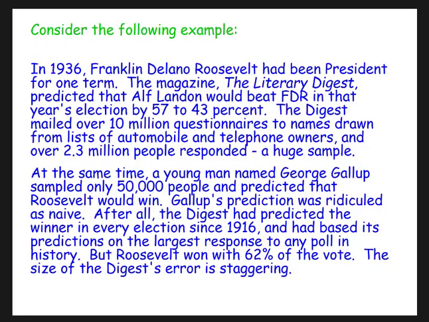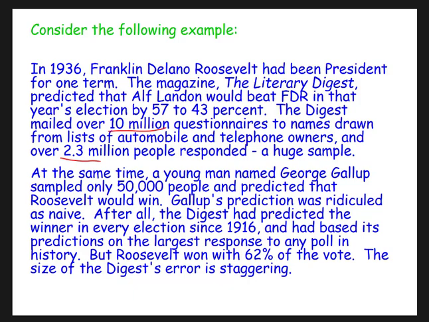So let's consider this following example here. In 1936, Franklin Delano Roosevelt had been president for 1 term. The magazine, The Literary Digest, predicted that Alf Landon would beat FDR in that year's election by 57 to 43%. The Digest mailed 10 million questionnaires, the names drawn from a list of automobile and telephone owners, and over 2.3 million responded. It's a huge sample. 2.3 million is a huge sample.